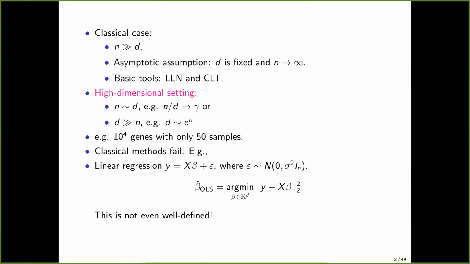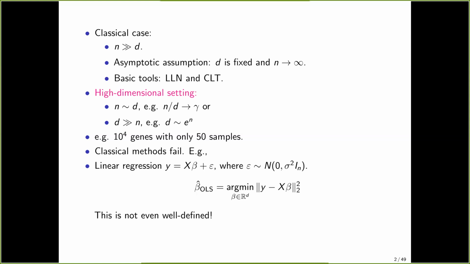So imagine D was much smaller than N. We're not in this setting. How do you estimate beta? What is a good estimate of beta? Yeah. X transpose X inverse X transpose Y. This is the ordinary least squares, OLS, estimate, right? This X transpose X is d by d, and usually you can assume that X is full rank, so X transpose X is invertible, and this makes sense.